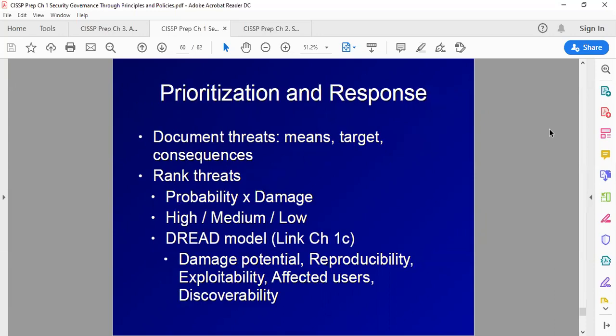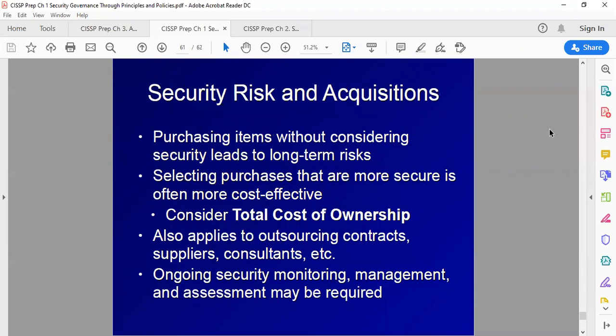Prioritization of response: document threats, means, targets, and consequences. You need to understand what the means are, what the target is, and if the thing happens, what the consequences will be. So rank threats by probability times damage: high, medium, low. You have to prioritize based on what impact will come. Damage potential, reproducibility, exploitability, affected users, and discoverability all come into the picture.